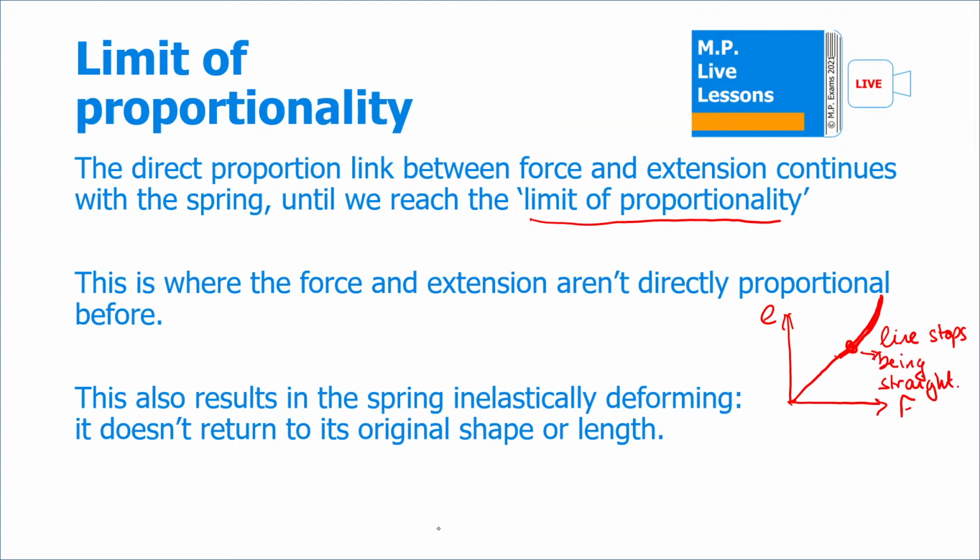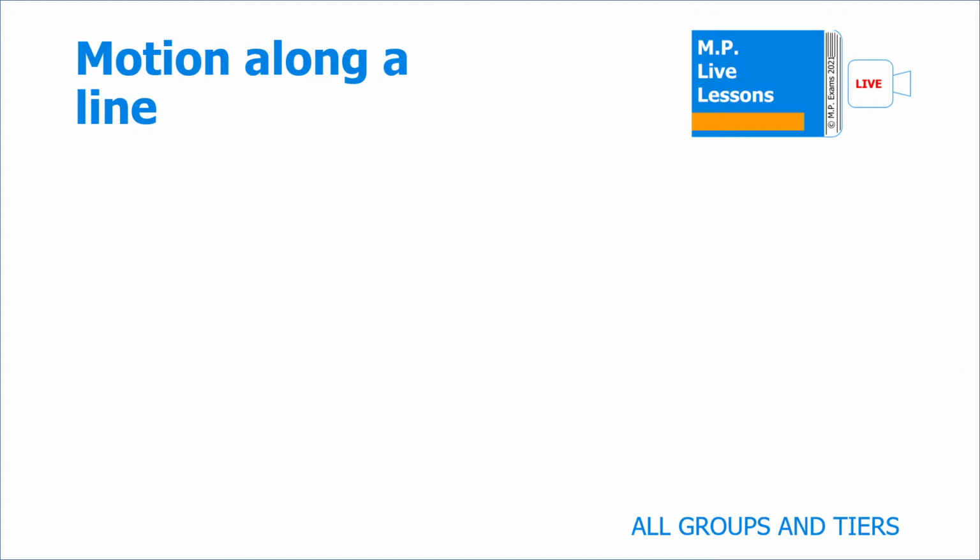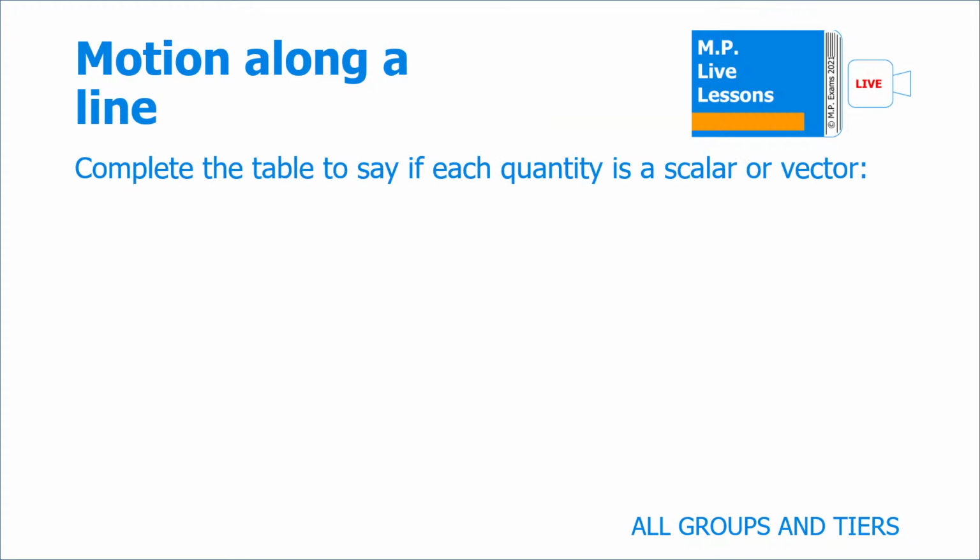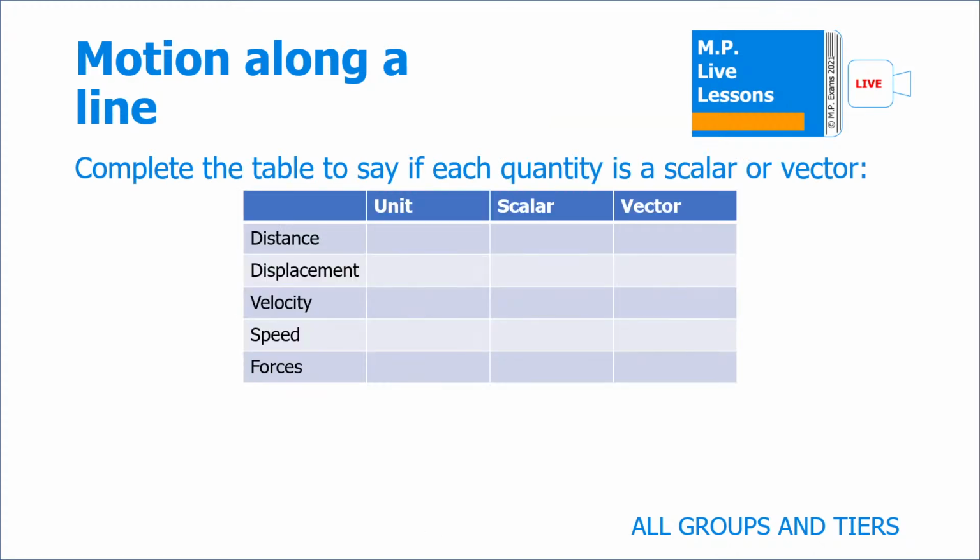Now next, we return to some content found in everyone's paper. So that's combined foundation, triple higher, triple foundation, and so on. Again, we're going to recap some of the stuff we learned earlier. So some units, scalars, and vectors. So we complete this table here first.